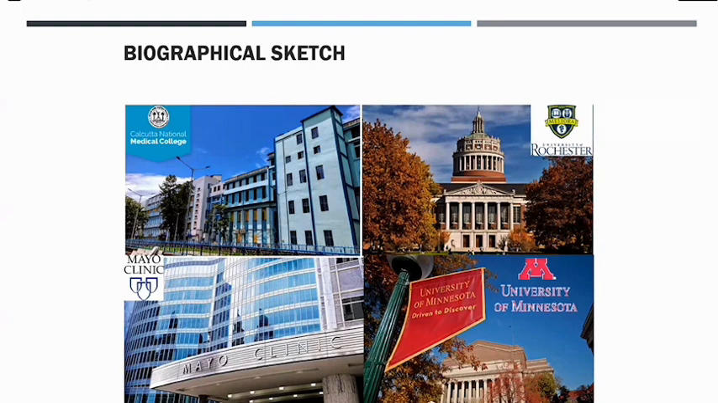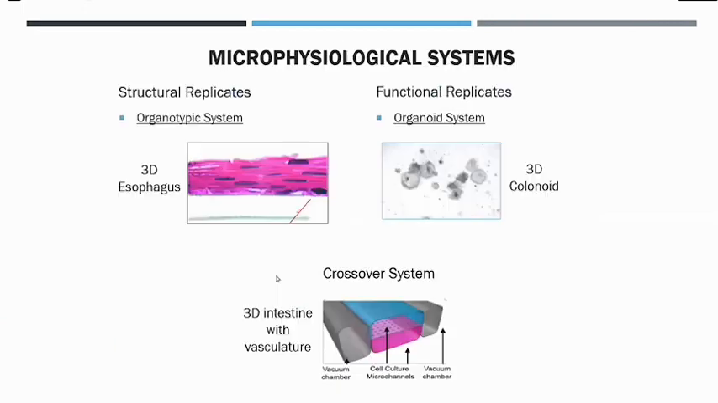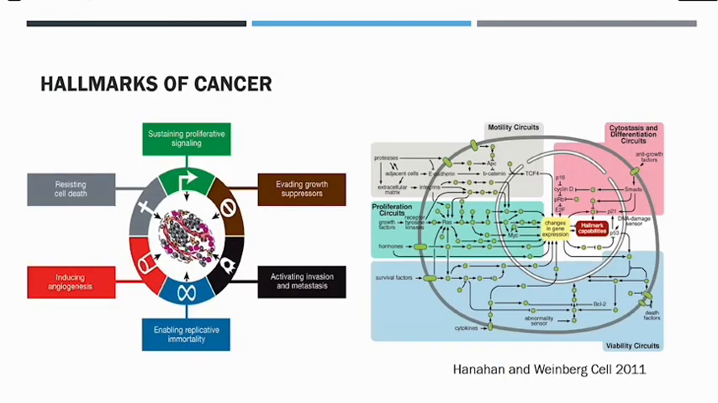I did my med school in India, in Calcutta, and after that, I went to University of Rochester, New York for my PhD. Then I moved to the Mayo Clinic for my postdoctoral studies, and then I matched here. My background in research is in organotypic or microphysiological systems looking at GI carcinogenesis. I've used organotypic, organoid, and crossover systems, with the idea of looking into the hallmarks of cancer and the background molecular signaling in GI carcinogenesis. With my interest and background, I'm planning to move on to molecular and GI pathology fellowships.